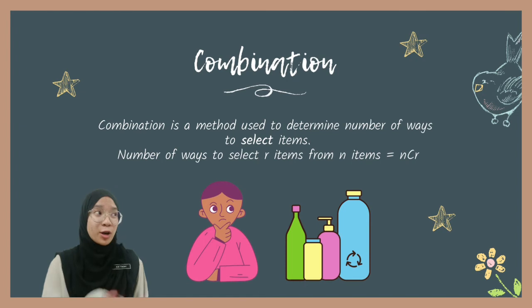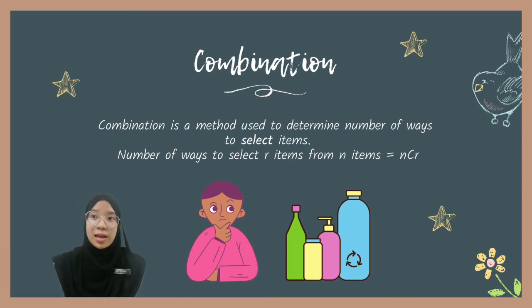Now we will learn about combination. Combination is a method used to determine the number of ways to select items. The number of ways to select r items from n items is given by nCr. Let's look at an example.